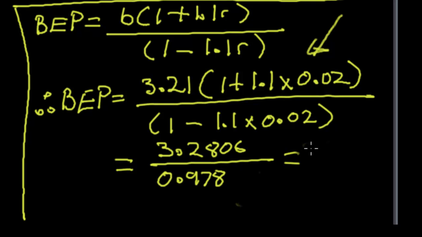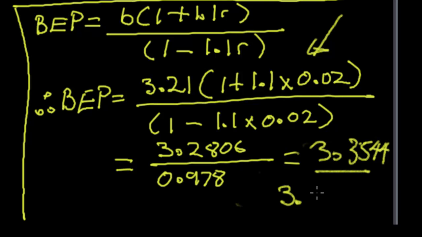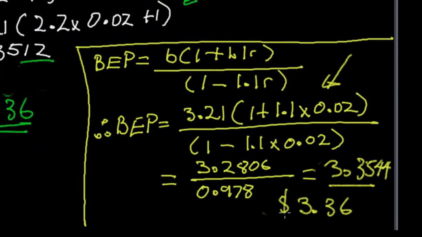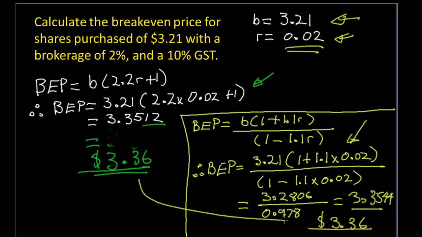When you work that out, you will get 3.3544. Notice it's slightly different than the one over here, the 3.3512, but once again, remembering we've got that rounding up thing happening, so you want this to go to 3.36. Okay, so your answers are the same. So really, it's up to you which method you use. Both kind of work. So that's not too bad. That's not a bad way of working it out.